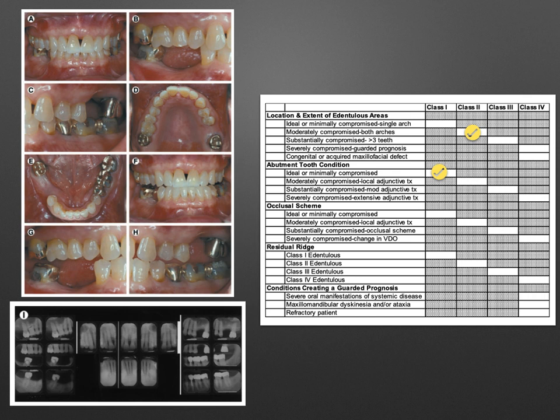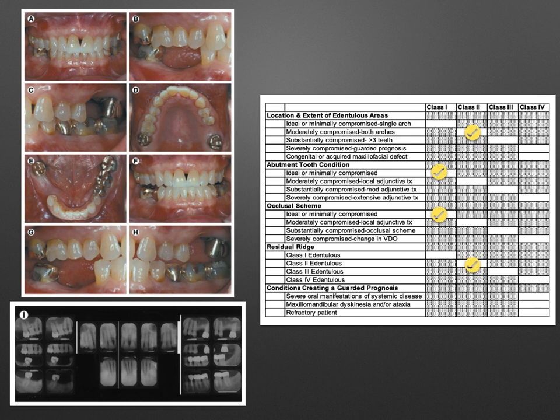Abutment tooth condition, how does the X-ray show? The X-ray seems to be okay. There's no caries and no periodontal issues. So it's considered class 1. What about occlusal skin? When the patient bites down, you can see the upper teeth are still okay. They were not over erupted on the opposing teeth. So you don't need to do any enamelplasty. No further treatment is needed to correct the occlusal skin. So it will be considered class 1.